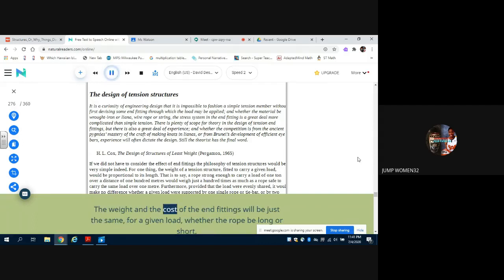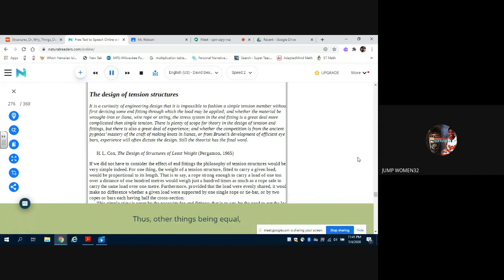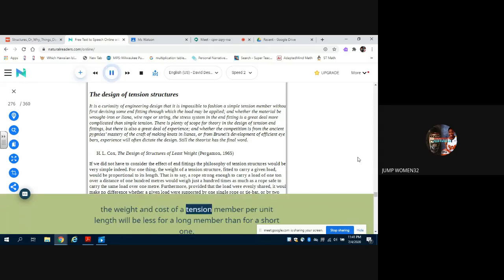The weight and the cost of the end fittings will be just the same, for a given load, whether the rope be long or short. Thus, other things being equal, the weight and cost of a tension member per unit length will be less for a long member than for a short one. In other words, the weight is not directly proportional to the length.